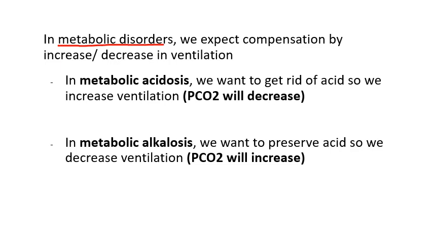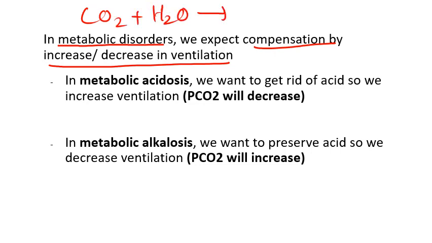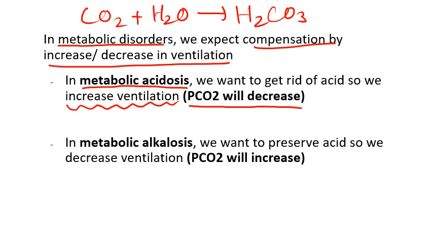In metabolic disorders, we expect compensation by an increase or decrease in ventilation. We all know that carbon dioxide, when combining with water, forms carbonic acid, which is a weak acid. So in metabolic acidosis, we want to get rid of acid. Our body already has acid and we want to get rid of that. So what we will do is wash out the carbon dioxide by means of increased ventilation, or hyperventilation. That will result in a decrease in partial pressure of carbon dioxide, or decrease in PCO2. Hence, in this case, you will see a PCO2 of less than 40. Mind you, this is in isolated metabolic acidosis.